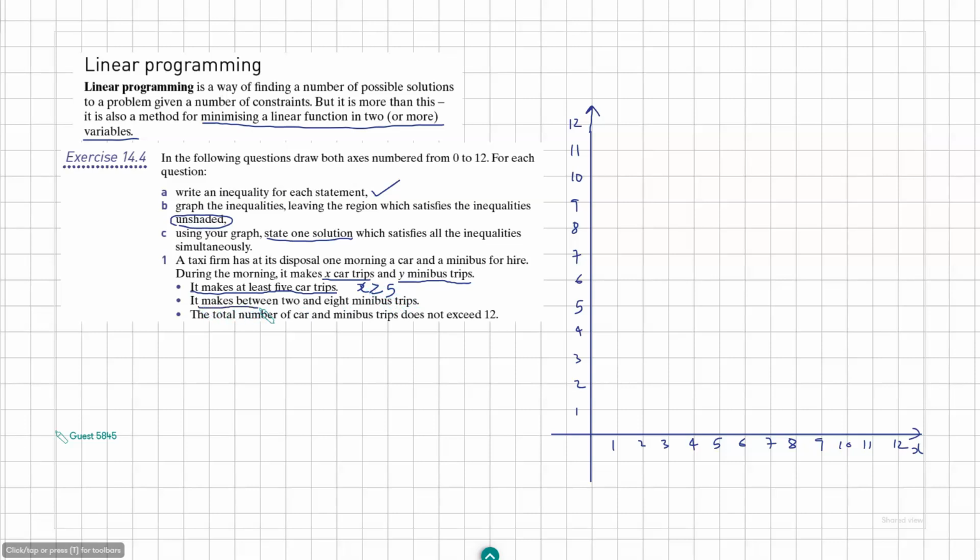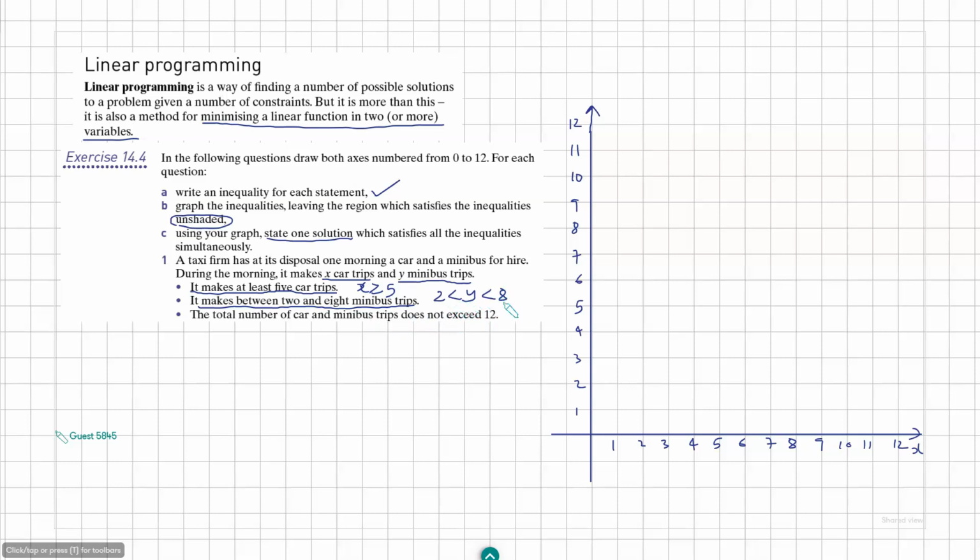Then it makes between 2 and 8 minibus trips. So the number of minibus trips is Y. Y is between 2 and 8. So what's the inequality for that? 2 less than Y less than 8. You might be wondering whether to put less than or equal to.